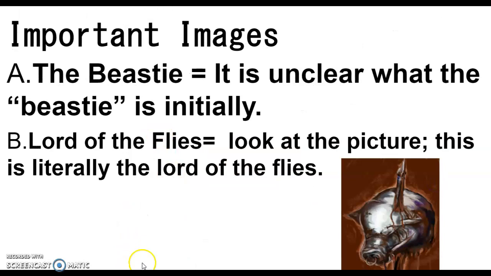Important images. The beastie. It is unclear what the beastie is. We hear the little kids talking about the beastie in the forest. You can imagine how scary that would be for a little kid. And so the whole book, they are trying to chase this beastie to find out what it is. Is it really a monster? Is it a snake? Is it their own mind just going insane? What is it? The second image is the Lord of the Flies. Literally, what the Lord of the Flies is, is a pig's head on a stick. Makes no sense right now, but it will become very clear.